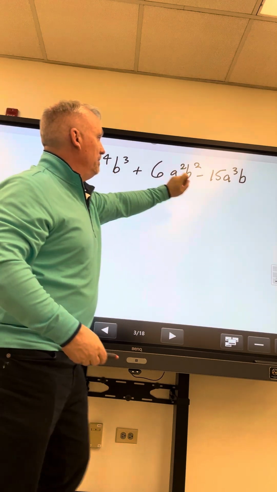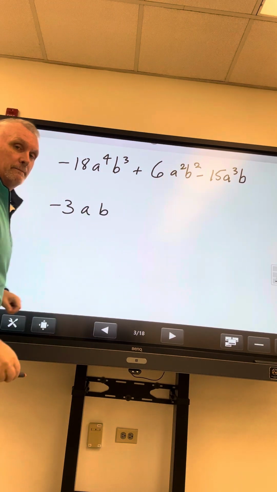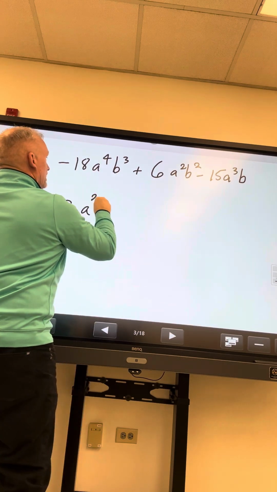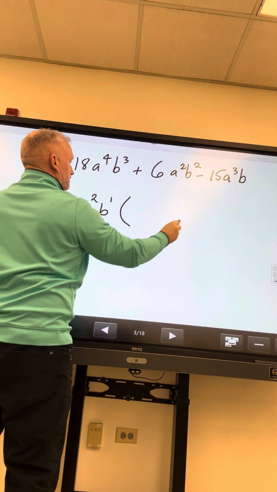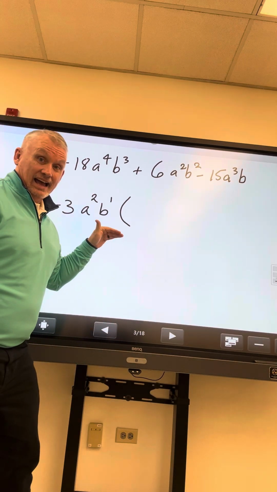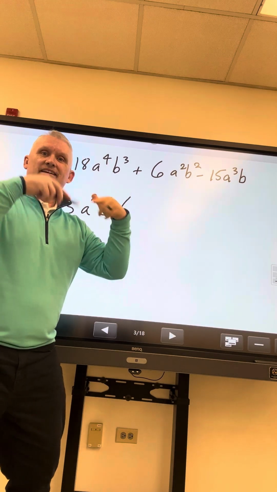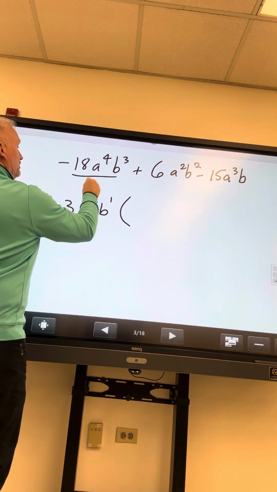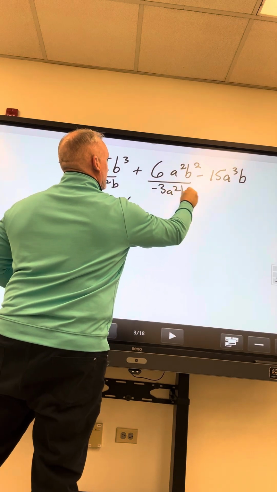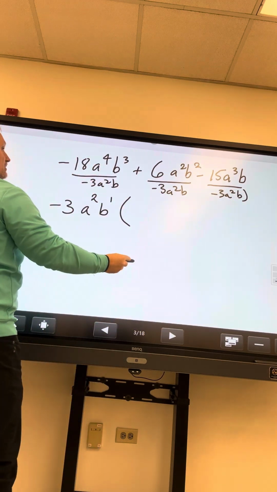Well, they all have AB. So I'm going to take out an A and a B, but the smallest exponent of each. So I've got A squared, B to the first. Now remember what I said? I've got this guy, the GCF, and I got to do the leftovers. How do you find the leftovers? Divide. I divide by the GCF. Divide by negative 3A squared B.